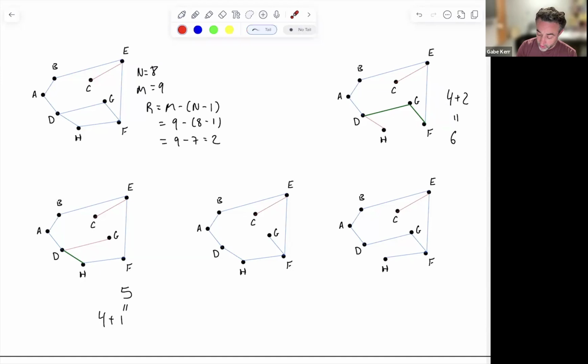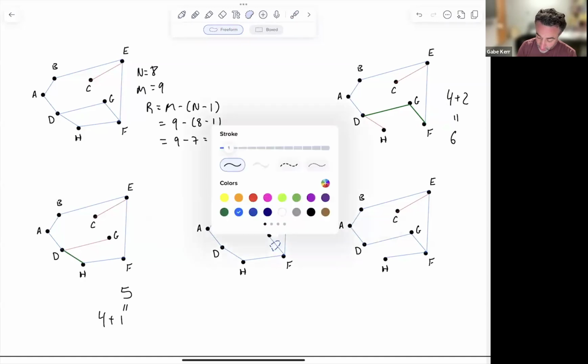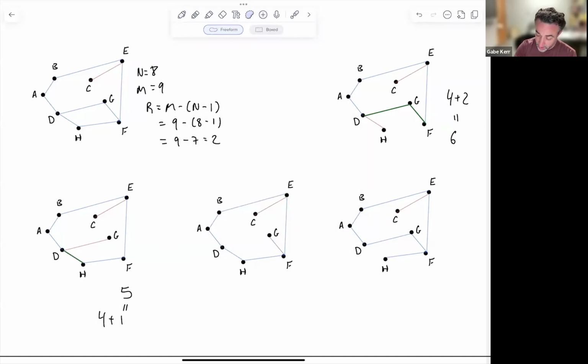Moving on to this example, again, I've given myself one new bridge, so I have to keep that. I have, again, one cycle, and that has 6 edges. So I can remove any one of those 6.